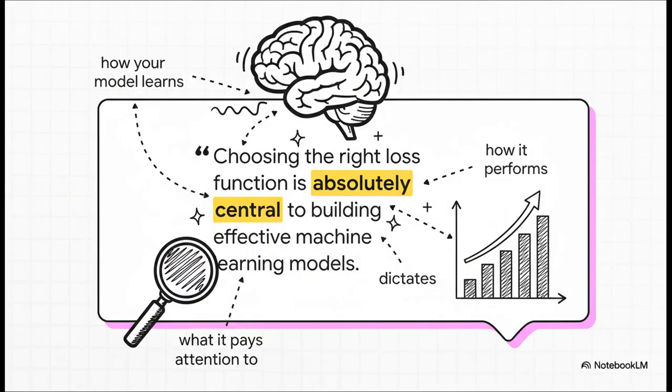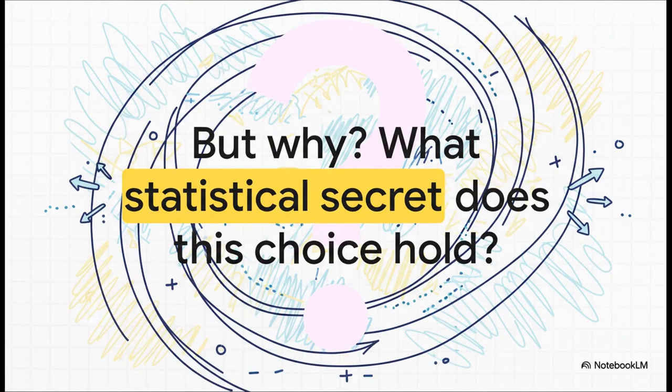And hey, don't just take my word for it. As researcher F. Bernoulli puts it, this one choice is absolutely central. It dictates what your model pays attention to, what it ignores, and really how good it's ever going to get. It's everything. So why the big deal? What's really going on under the hood when you pick one of these things? Well, it turns out there's this powerful statistical secret that connects your choice of loss function to the very personality of your data, and we're about to uncover it.